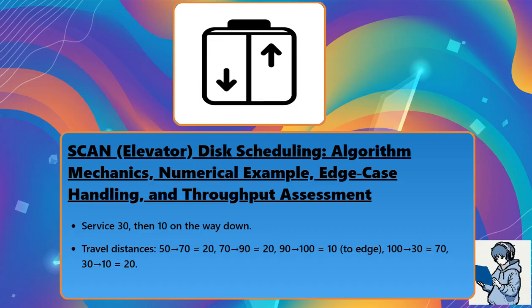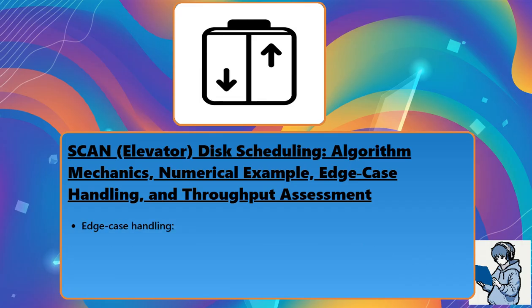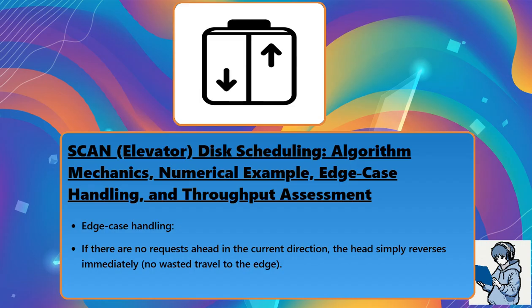Travel distances. 50 to 70 equals 20, 70 to 90 equals 20, 90 to 100 equals 10 to the edge, 100 to 30 equals 70, 30 to 10 equals 20. Total equals 140 cylinders, average equals 35. Edge case handling. If there are no requests ahead in the current direction, the head simply reverses immediately, no wasted travel to the edge.